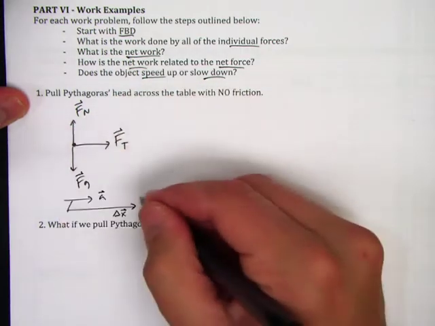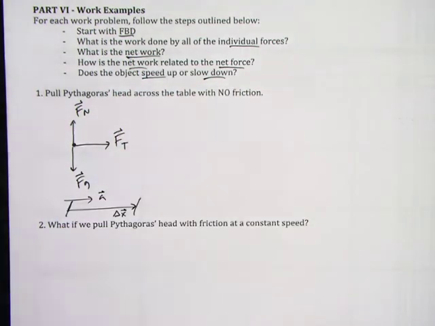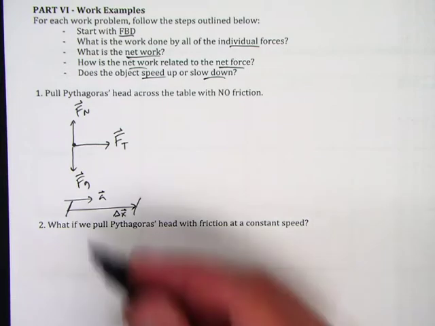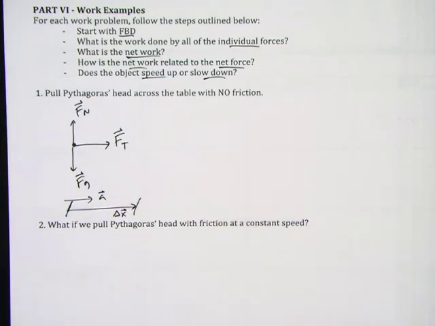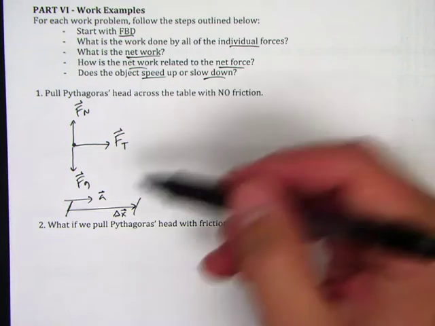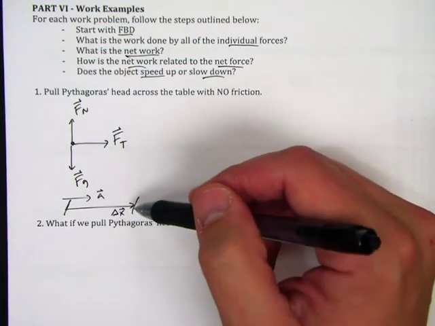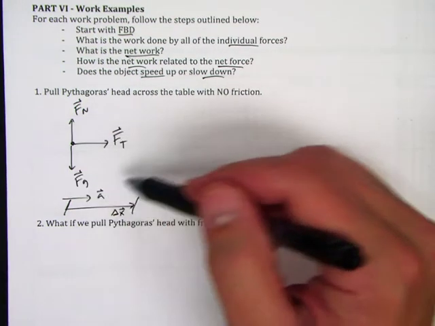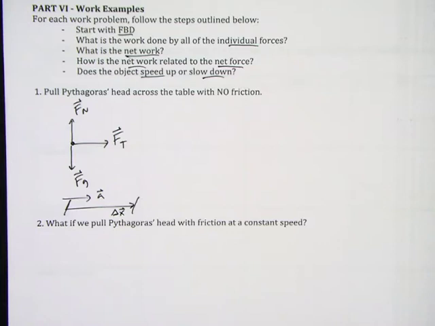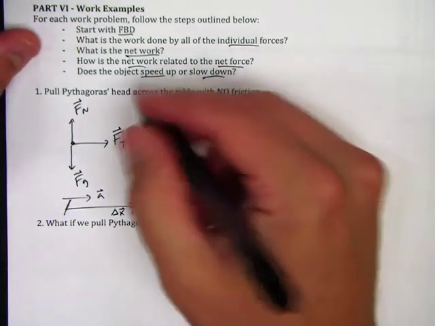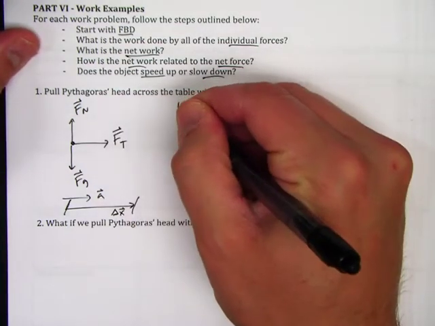So my delta x vector, I'm going to draw off of the free body diagram. So similar to what we did with acceleration vectors, to not confuse them with forces, we're going to draw them off. But it's important to draw them so we can recognize the difference between the direction of the forces and the direction of the displacement. Now, we have three forces. Let's figure out the work done by each one.